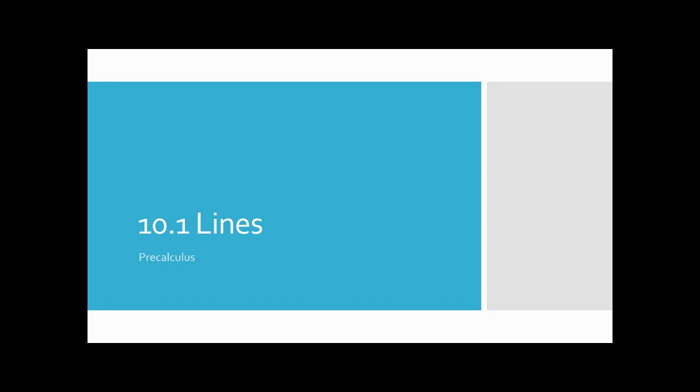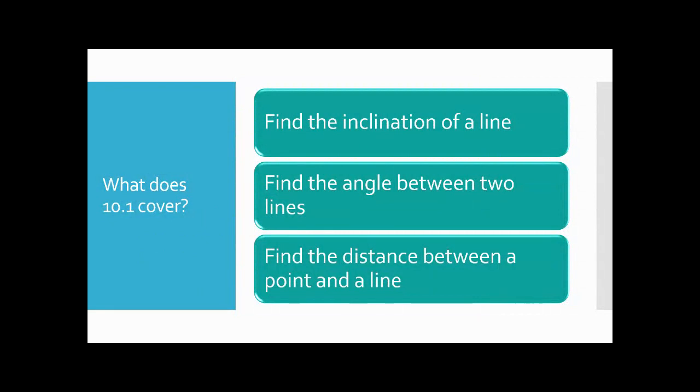So it's like you're taking the trig stuff that we just did, and now you're applying some of that angle information or understanding the angle in terms of finding a line. So you can actually find the angle of the line in addition to just the slope. So 10.1 covers finding the inclination of a line, finding the angle between two lines, and then finding the distance between a point and a line. So I'm going to be covering all three of these things.